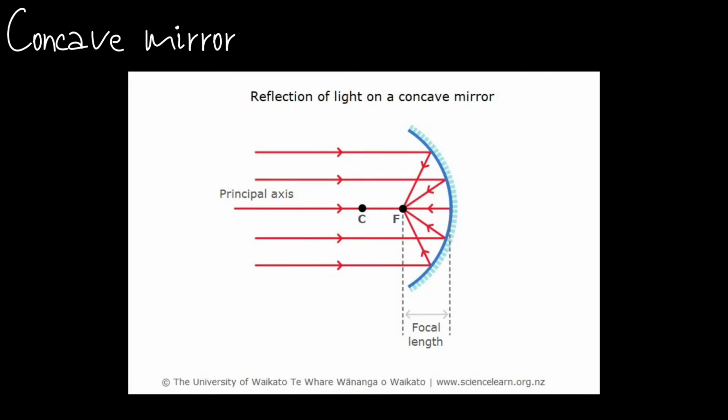The blue line you see in this diagram is a concave mirror. That's a mirror that curves at the center, like the inside surface of a basketball, and it is used to focus light or images.